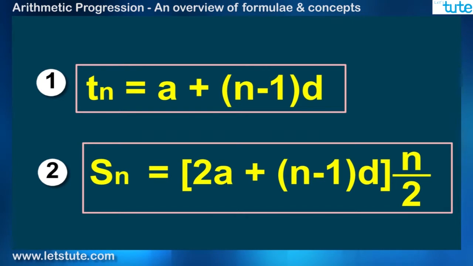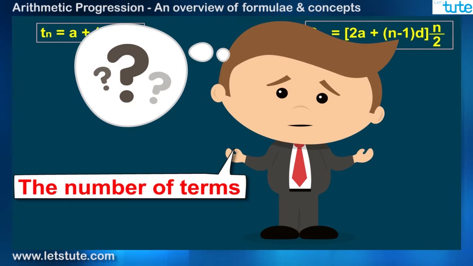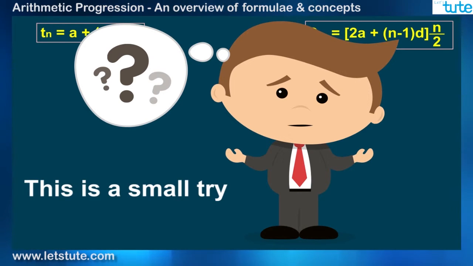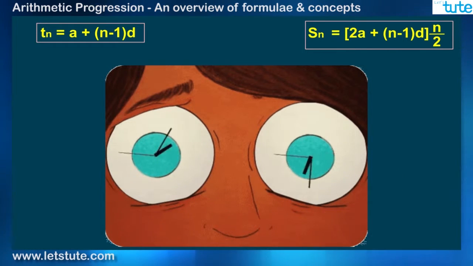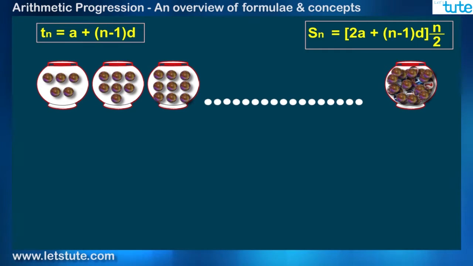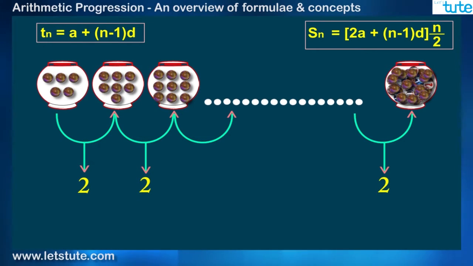The whole chapter revolves around these 2 formulae, but still there is a lot of confusion about the terms, the number of terms, the sum of terms and much more. This is a small try to help you all in understanding and applying the formulae. Just give me some time. Look at this arrangement of pots. In each pot, there are some marbles put in the order of arithmetic progression, starting from 5 marbles in the first pot. Now, I will try to relate it with our formula, okay?